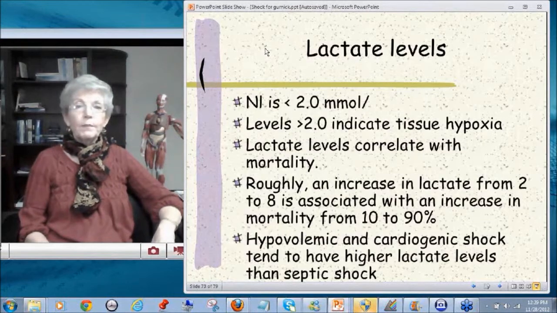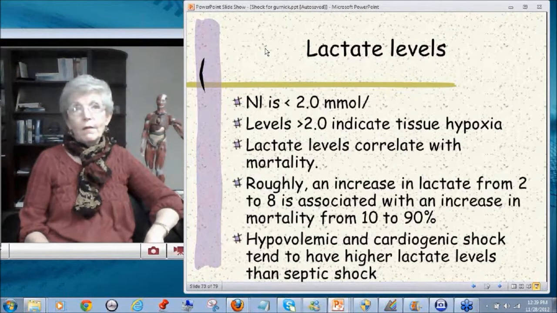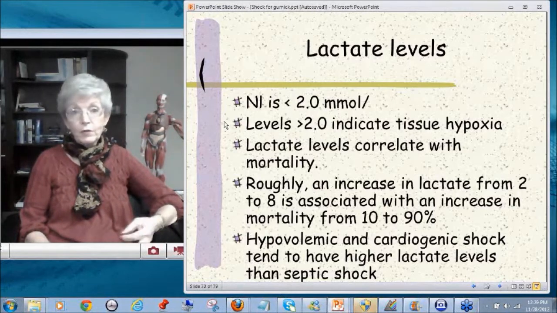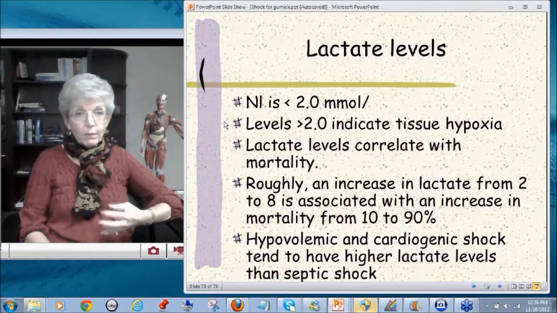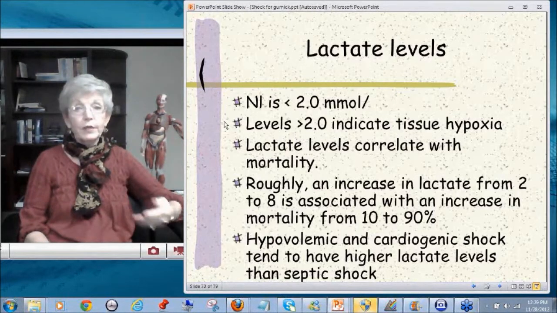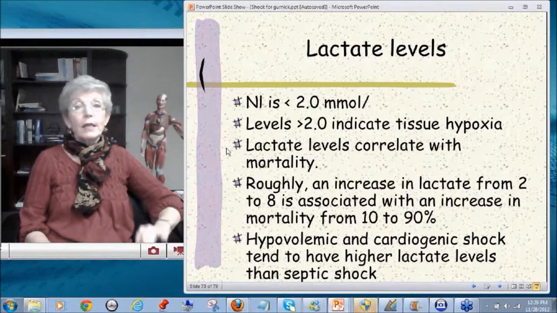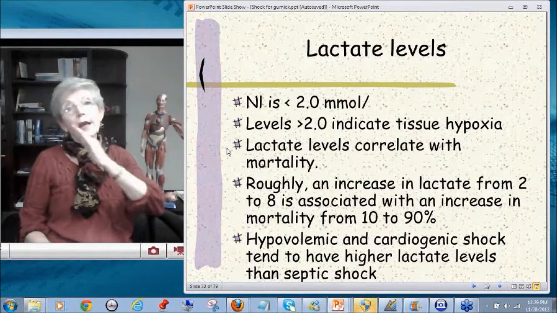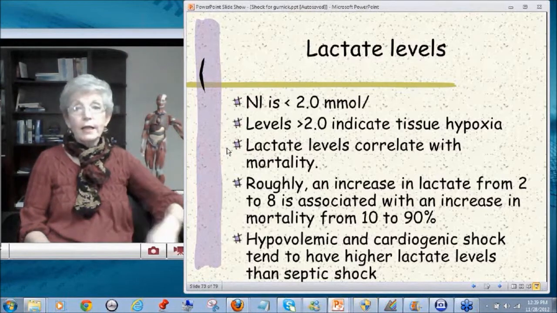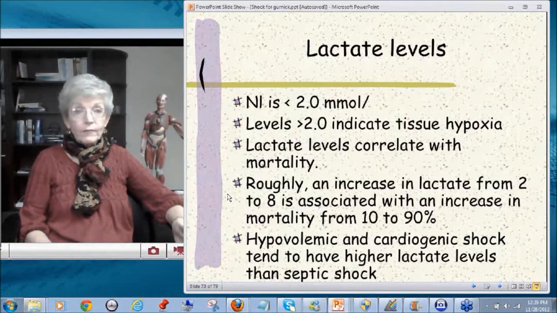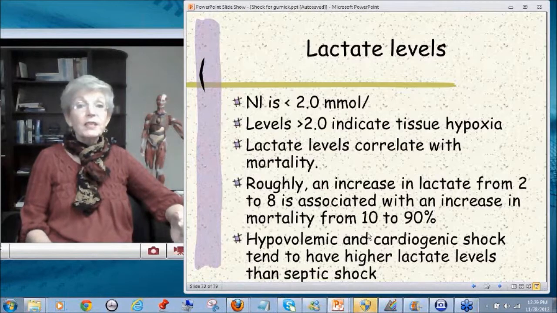Now, other things that we can look at besides the SvO2 is we can look at serum lactate levels. A normal serum lactate is less than 2 millimoles. And lactate levels greater than 2 are telling us that we've got some tissue hypoxia and anaerobic metabolism, and therefore lactic acid production. Lactate levels correlate with mortality. So the higher the lactate level, the greater the morbidity and mortality. Roughly, an increase in lactate from 2 to 8, look at this, astounding statistics, is associated with an increase in mortality from 10 up to 90%.